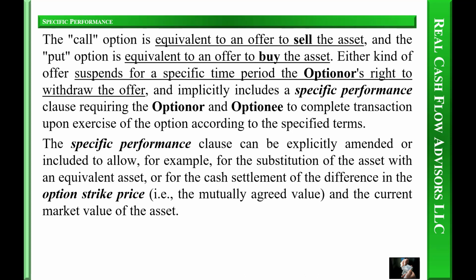The specific performance clause can be explicitly amended or included to allow, for example, the substitution of the asset with an equivalent asset, or for the cash settlement of the difference in the option strike price, that is, the mutually agreed value, and the current market value of the asset.